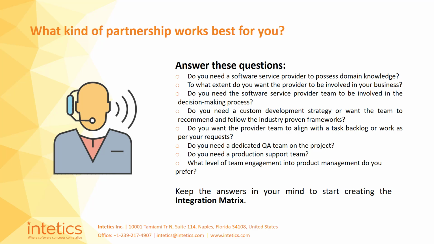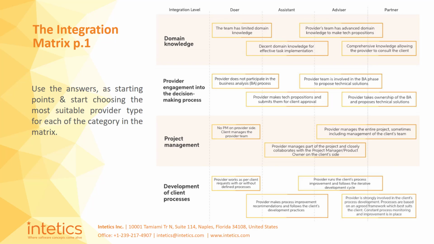Now, the answers to those questions should be matched up with the criteria we've discussed before. If you remember, doer, assistant, and others. The requirements should be added gradually and go upwards from doer level to partner level. It should look like a sort of matrix in the end. Here at Untitled, we call it the matrix of software service provider integration. You can actually see it on the screen picture right now.